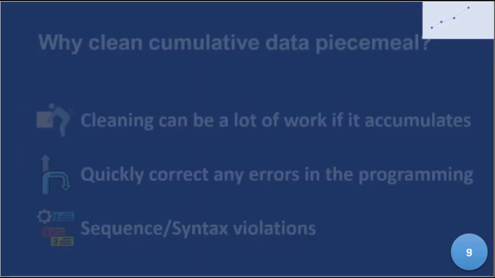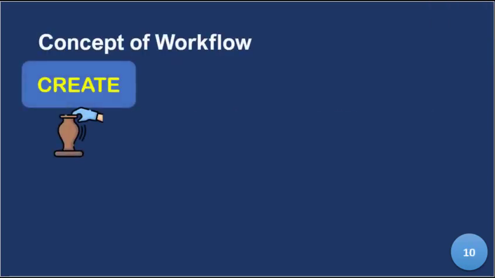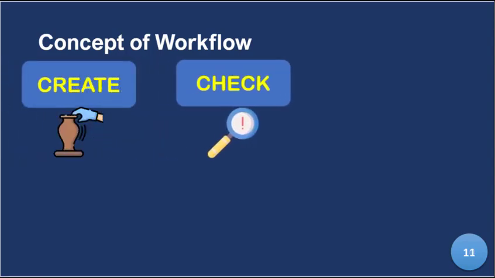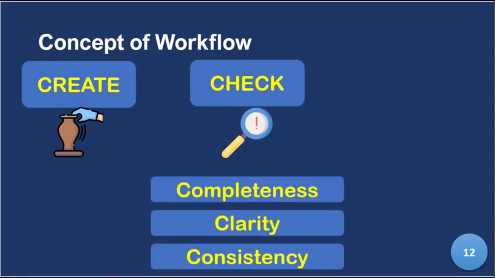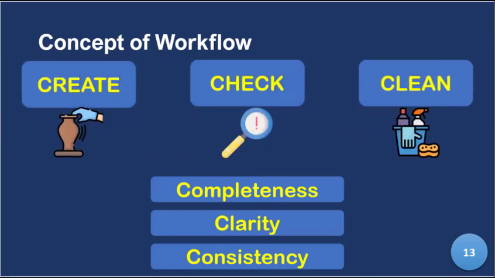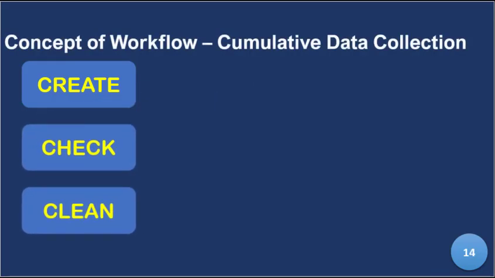Okay, let's go back. These are the reasons we've mentioned already. So let's go back to the concept of the workflow. Now, when the data comes from routine or from survey, we create, we check, and that check has to do with these 3 things. Remember, completeness, clarity, and consistency, and then we clean. That's how it works. So let's look at an example with this: create, check, and clean, and see the danger.